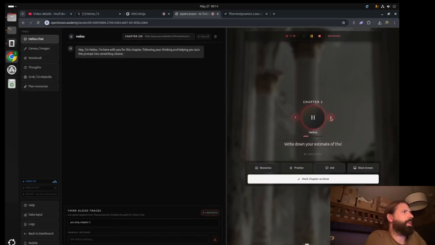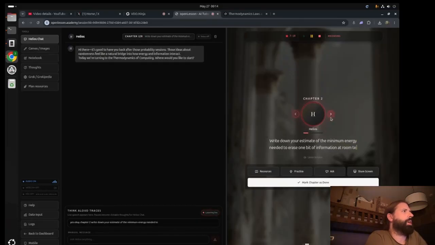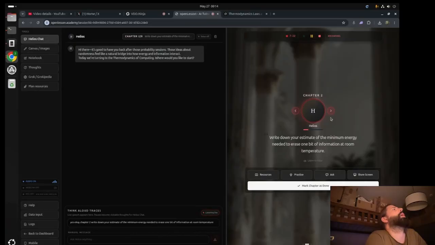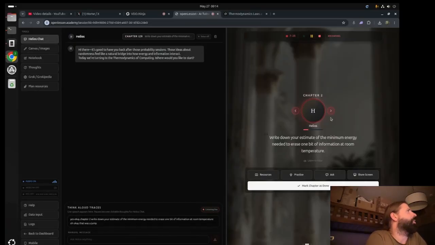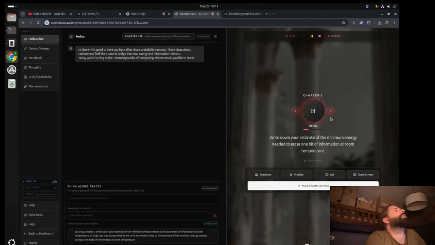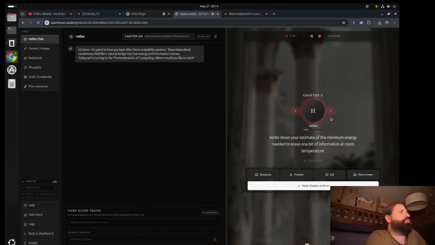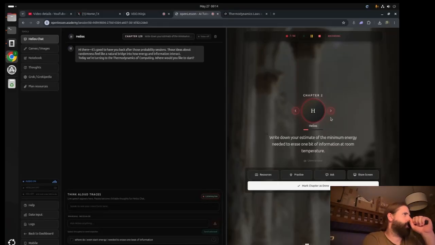Yes. Okay, chapter 2. Write down your estimate of the minimum energy needed to erase 1 bit of information at room temperature. What? Okay, that was a jump. Where do we start? The estimate of the minimum energy needed to erase 1 bit of information at room temperature. Where do I even start?